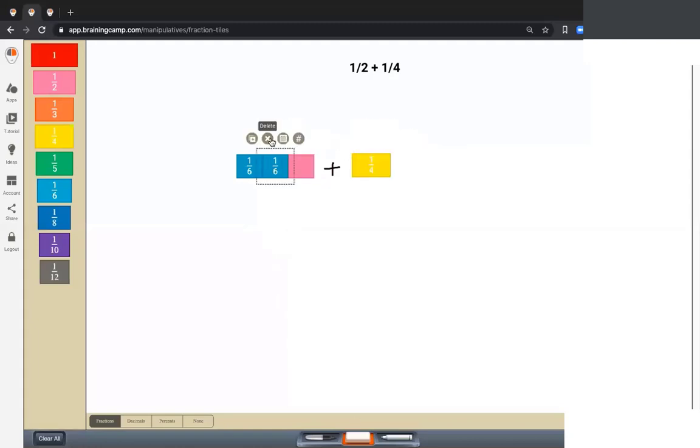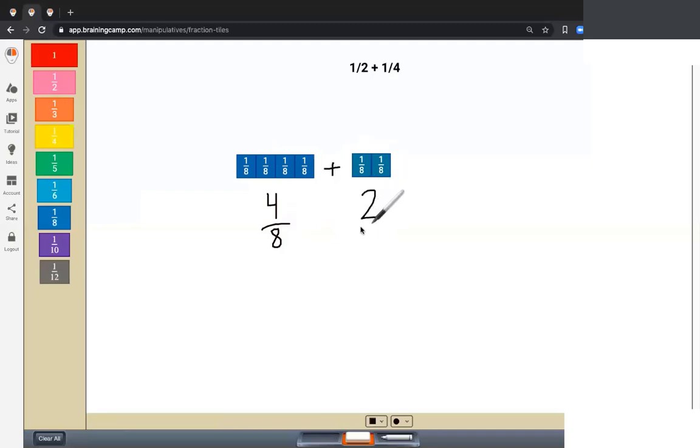Delete these. Let's try eighths. Can I rename 1/2 in terms of eighths? I can. 1/2 is equivalent, the same amount as 4/8. Can I do the same thing with 1/4 in an attempt to find some common ground? 1/4 is 2/8. I can. Now my fractions share a name. The name they share is eighths.